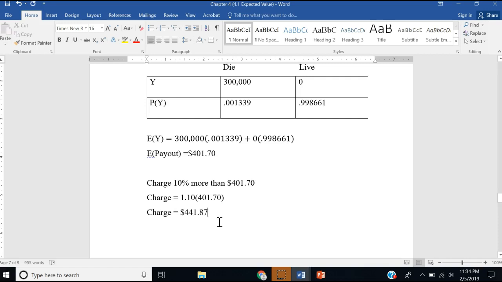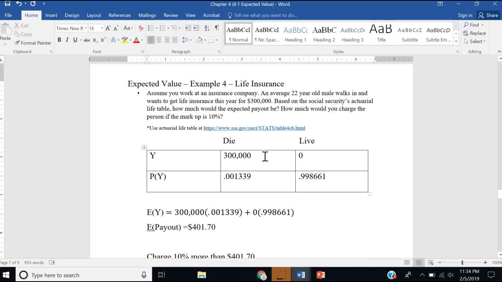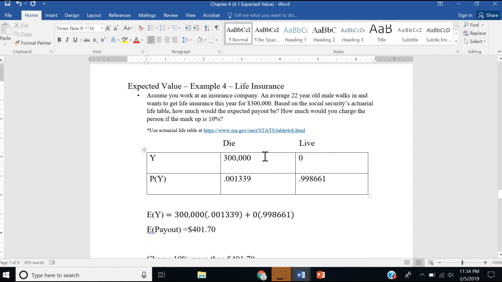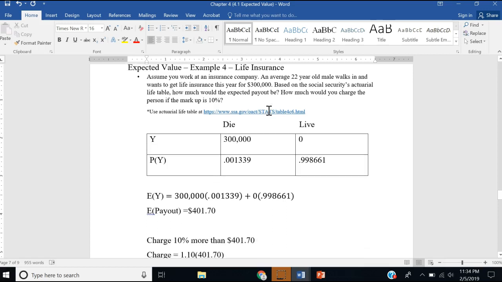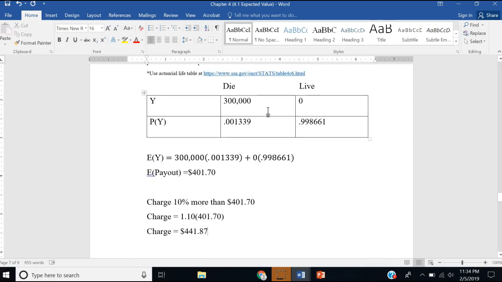Okay, so hopefully that makes sense. Now what we can do is put ourselves in the shoes of the life insurance company, and say, well, an average 22-year-old male walks in. Now I know what to charge them. Now, here's one thing, a couple of things that you'll notice about this actuarial life table.